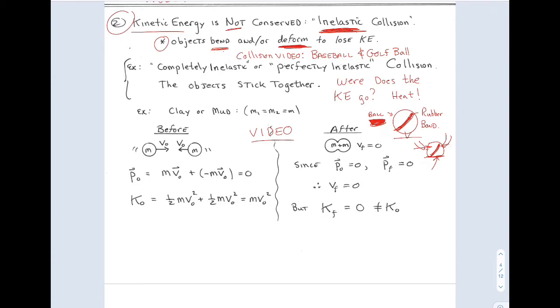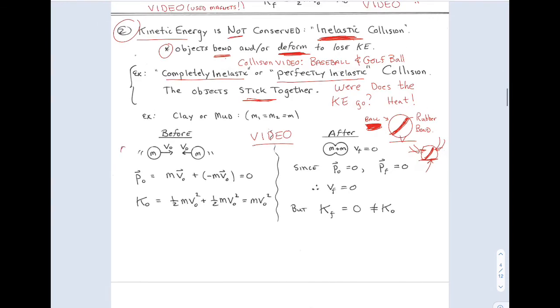Now, one type of inelastic collision is if they stick together. If they stick together, some books call it completely inelastic, or some books call it perfectly inelastic. So for completely or perfectly inelastic collisions, the objects stick together, and we'll see a video of that. So an example would be, let's say, two objects.